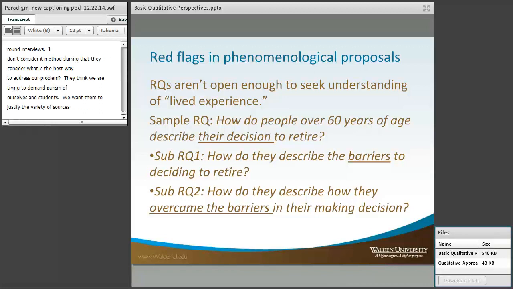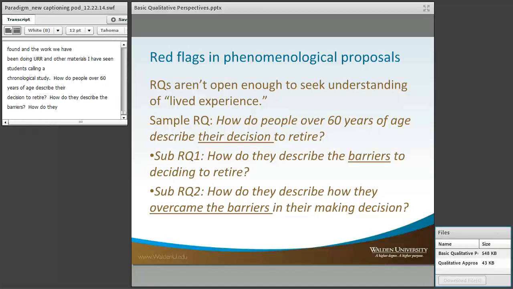We have 15 minutes left, and we definitely want to listen for any other questions that come up. But this is the biggest red flag I have found in the work I've been doing as URR and in some of the other materials I've seen: students calling something a phenomenological study. One sample research question: how do people over 60 years of age describe their decision to retire? Sub-question one: how do they describe the barriers? Sub-question two: how do they describe how they overcame the barriers in making the decision?